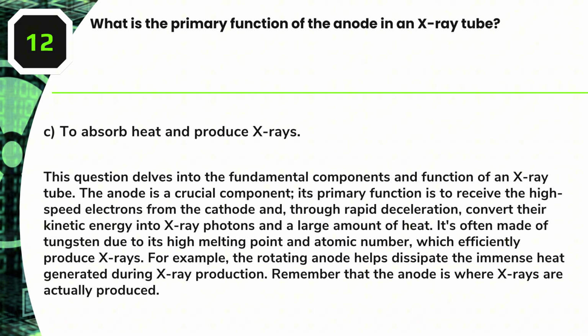It's often made of tungsten due to its high melting point and atomic number, which efficiently produce X-rays. For example, the rotating anode helps dissipate the immense heat generated during X-ray production. Remember that the anode is where X-rays are actually produced.